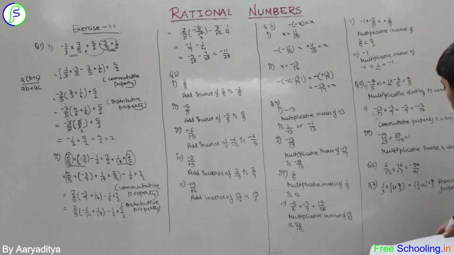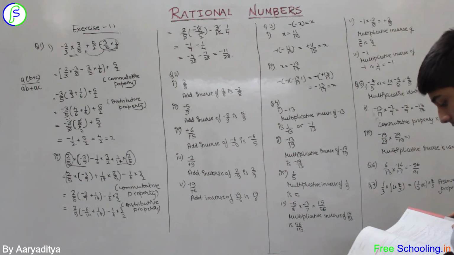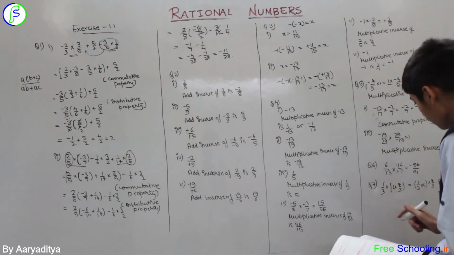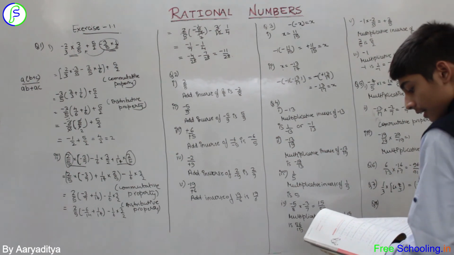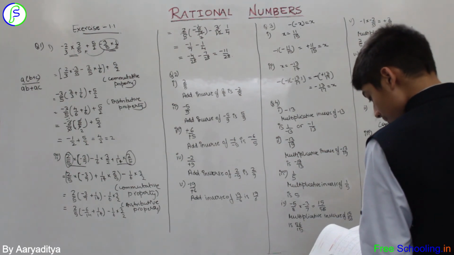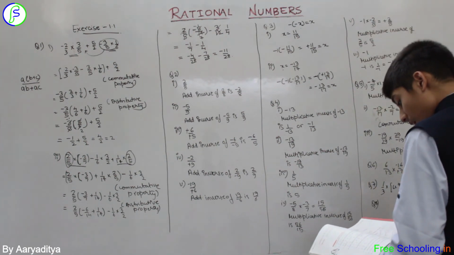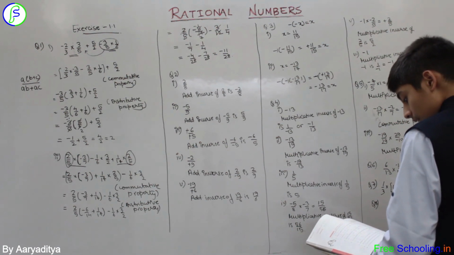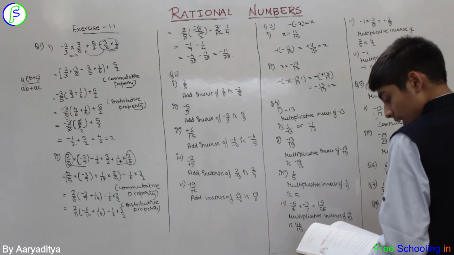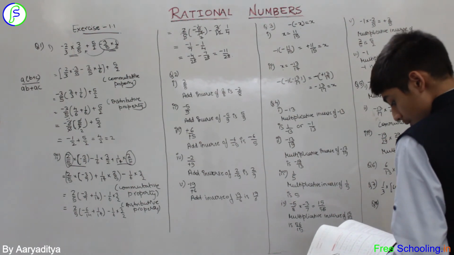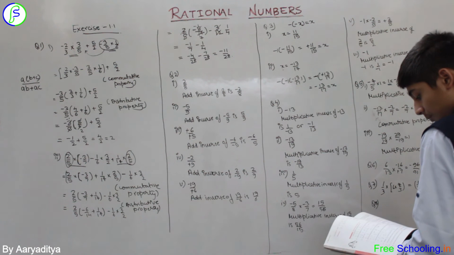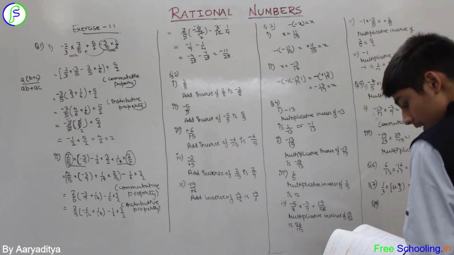That's the associative property. Moving on to the 8th. So here we see the question says, is 8 by 9 the multiplicative inverse of minus 1 by 8? So first let us make the mixed fraction an improper one. So we have minus 8 plus 1, that is minus 7 by 8.